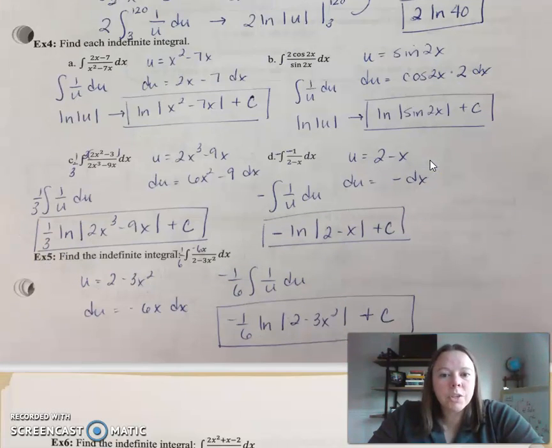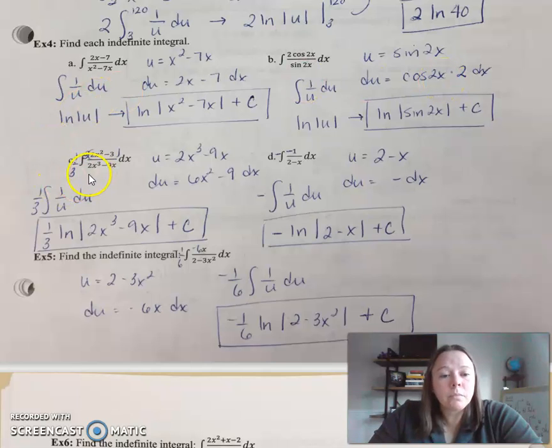Okay, so now we're just getting into seeing that, yes, it's the denominator that I want to make the u, and then the derivative being in the numerator, and then just checking it, making sure 2x minus 7 dx, you're good to go. Now you can do the 1 over u du. Same thing here, sine and cosine. Yeah, these are pretty straightforward.